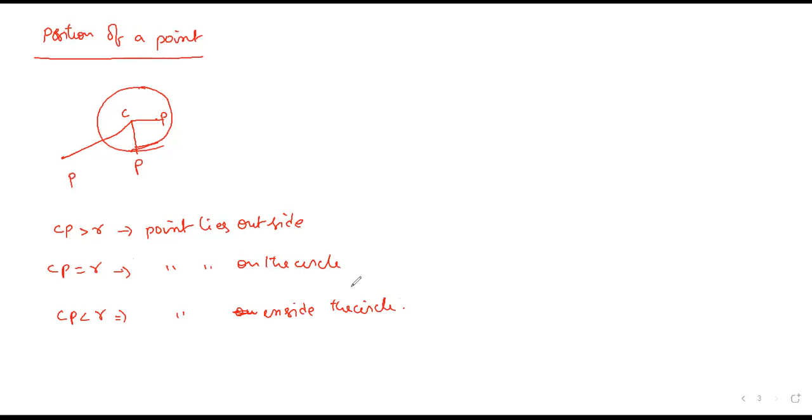So you have to find the center and the distance from the center to the given point. If CP is greater than R, the point lies outside; CP equals R, the point lies on the circle; and CP less than R, the point lies inside the circle.